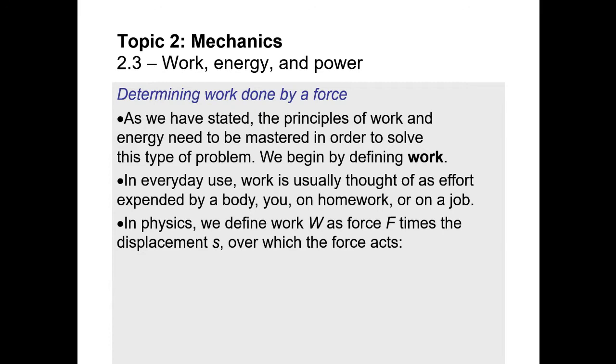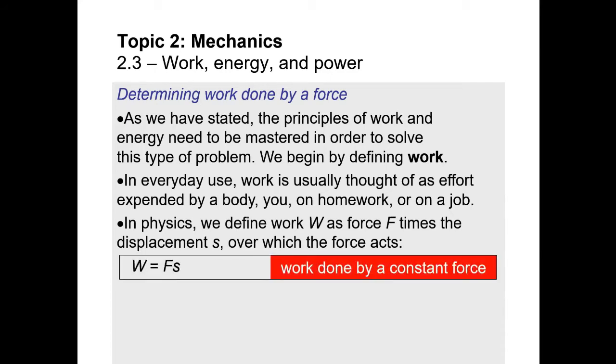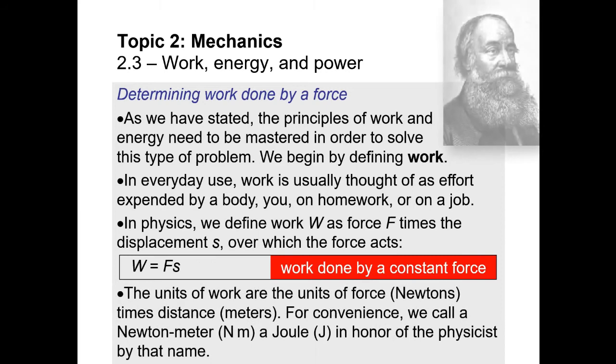In physics, we define work as a force times a displacement over which the force acts. So this is the work done by a constant force. Work done is force times the distance moved in the direction of the force. So the unit of work is the unit of force times the distance. For convenience, we call the Newton meter a joule, in honor of the physicist by that name.